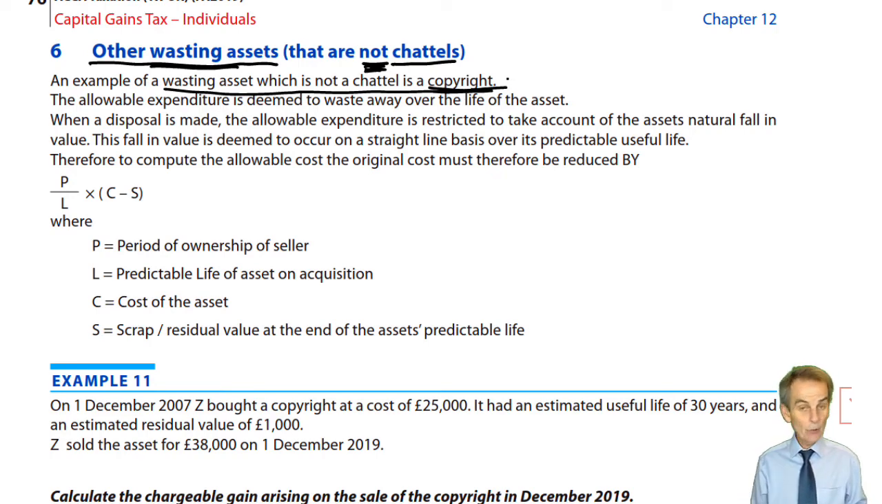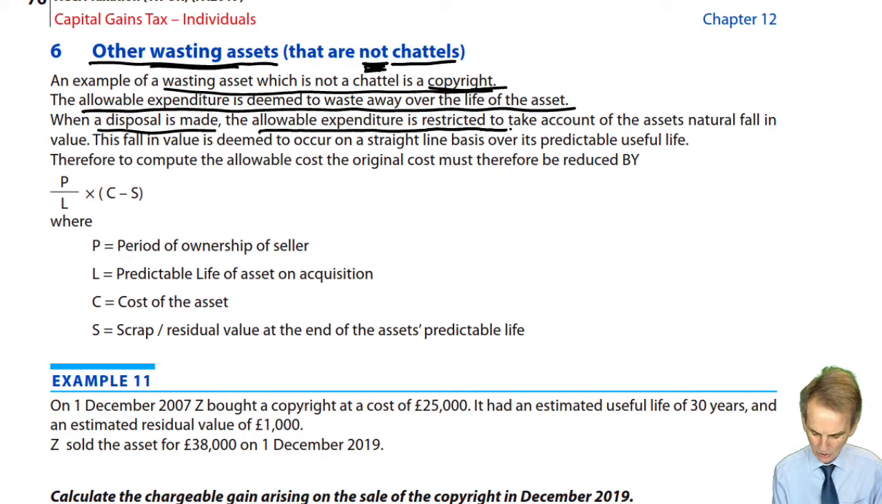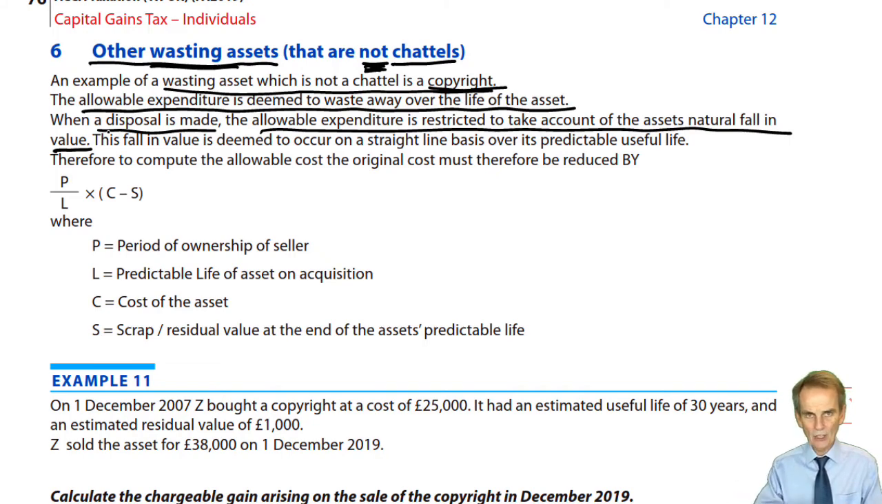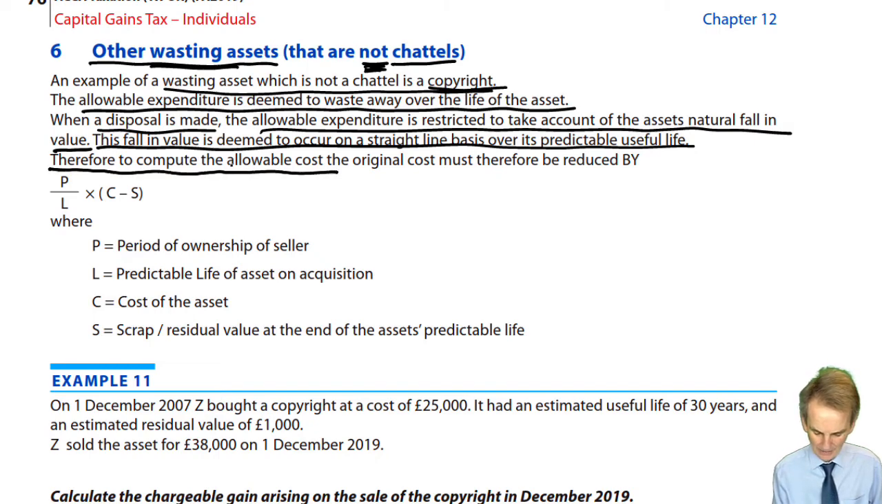So what do they do? They now have the requirement, when dealing with a wasting asset that is not a chattel, like a copyright, that the allowable expenditure is deemed to waste away over the life of the asset. So when a disposal is made, the allowable expenditure is restricted to take account of the asset's natural fall in value. As time goes by, as it wastes away, that alone would serve to reduce its value. This fall in value is deemed to occur on a straight line basis over its predictable useful life. Therefore, to compute the allowable cost, like with a part disposal, herein lies your problem: getting the allowable cost to go against your net proceeds to work out any gain or loss that now arises.